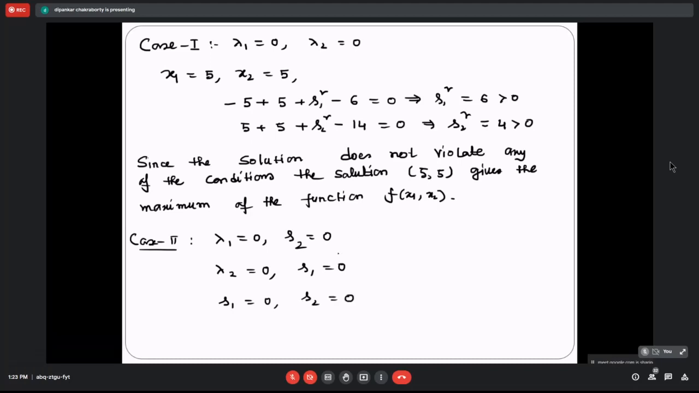You have to find the stationary point for each of the 4 cases, and then check what functional value you are getting. The maximum of those values is going to give you the optimum value actually.